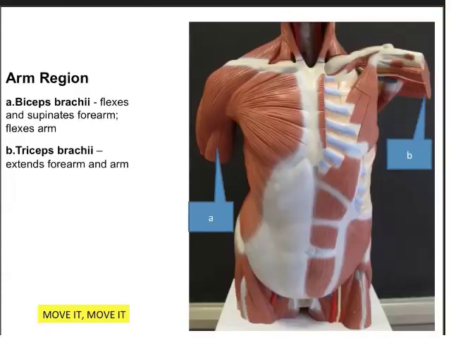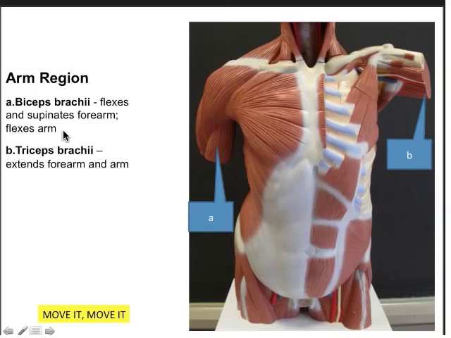Over here, you've got some major muscles in the brachial region. Okay, the brachial region, remember, is the arm. The biceps brachii, shown here, okay, is called the biceps because it has two heads. Okay, bi meaning two, biceps, two heads. Brachii means in the region of the arm. And what does it do? It flexes and supinates the forearm, and it flexes the arm.